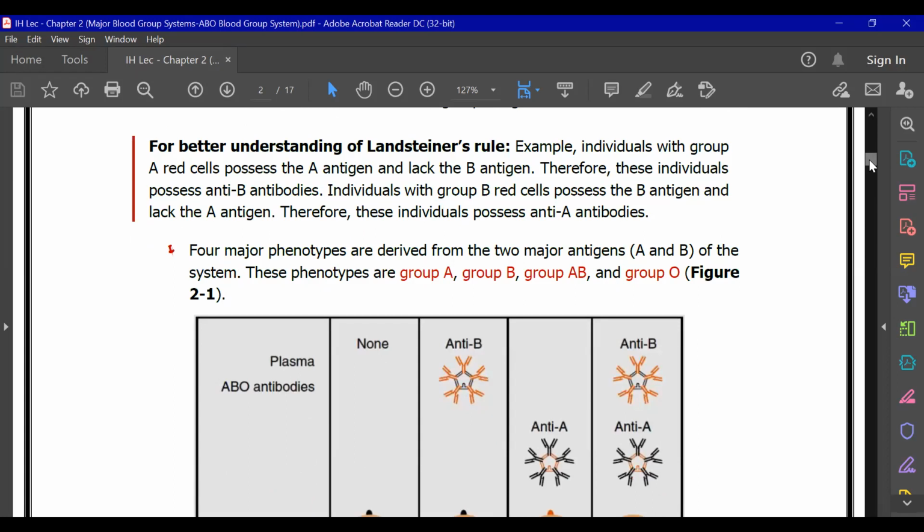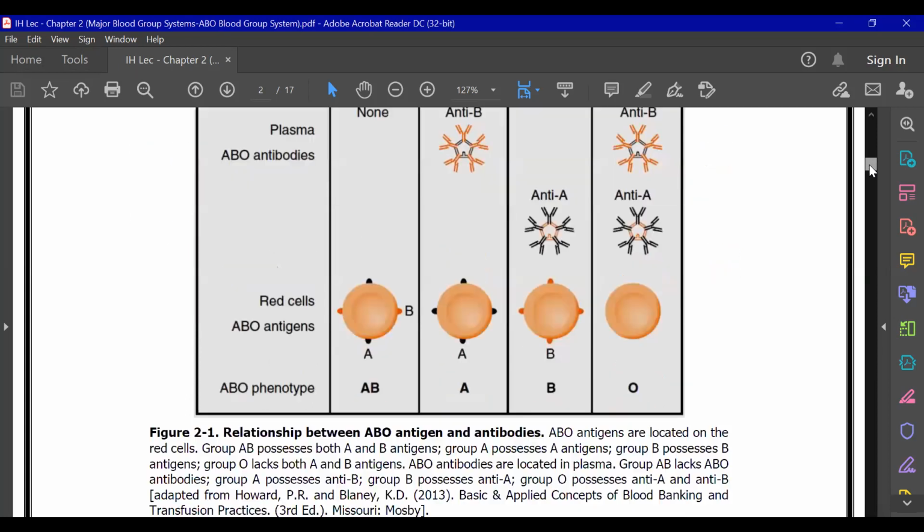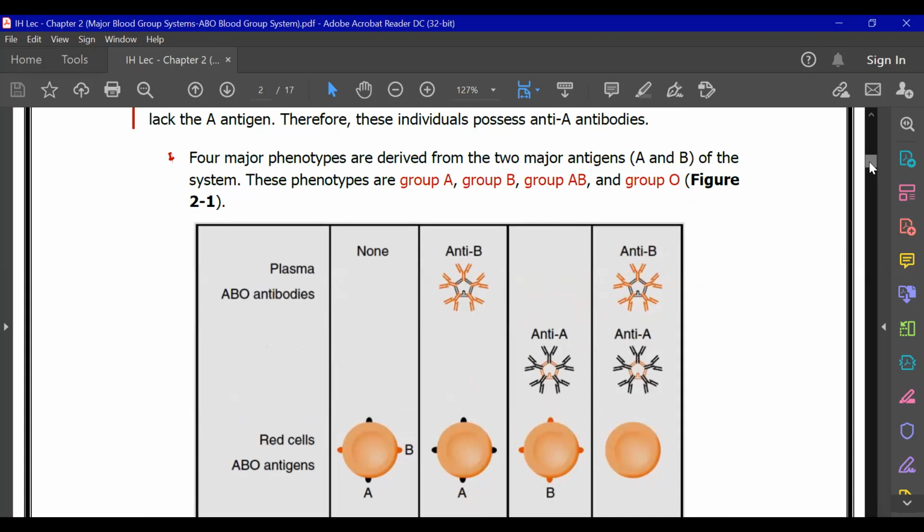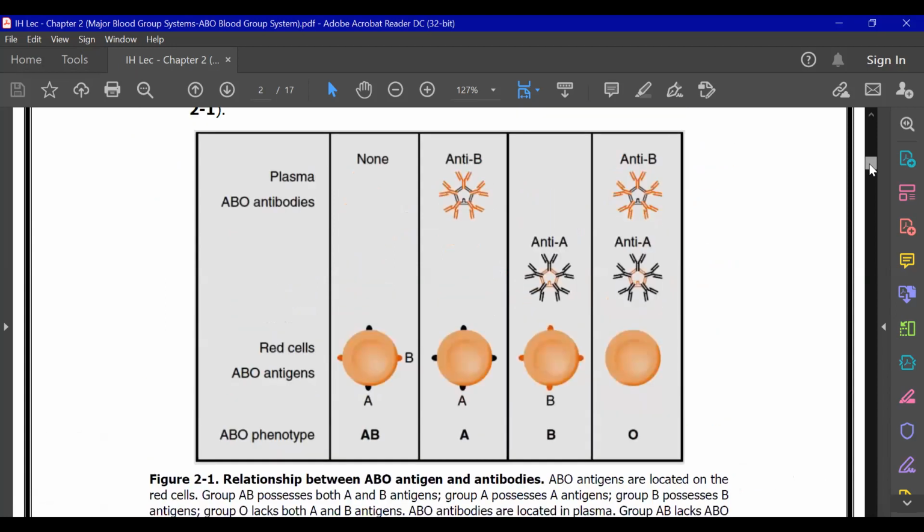So again, let's have a recap on your Landsteiner's rule. For example, an individual with blood group A has an A antigen on the red cells and lacks the B antigen. Therefore, these individuals now possess anti-B antibodies. I hope we've repeated this and discussed this enough, and I hope you have memorized the concept: the relationship between your ABO antigens and your ABO antibodies.